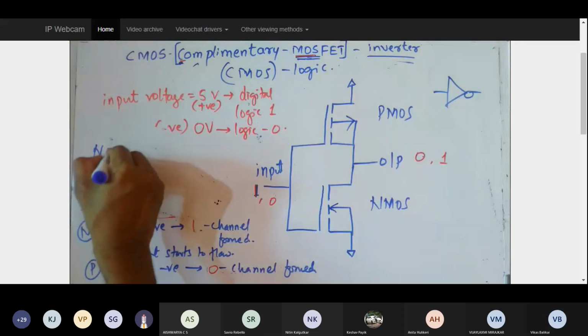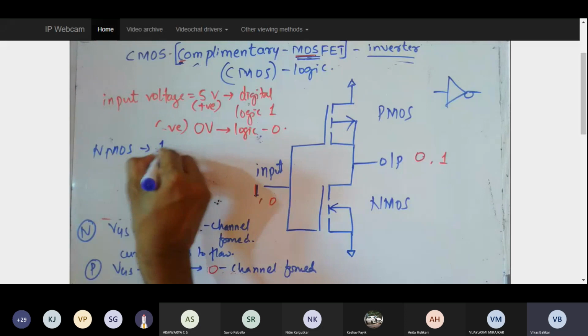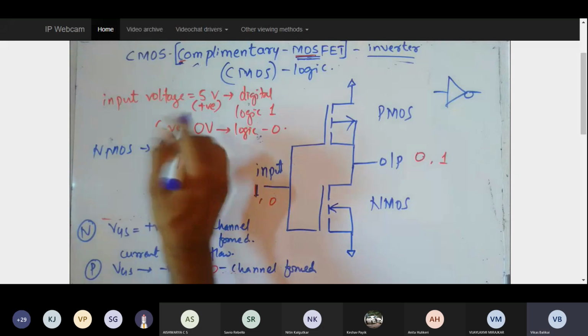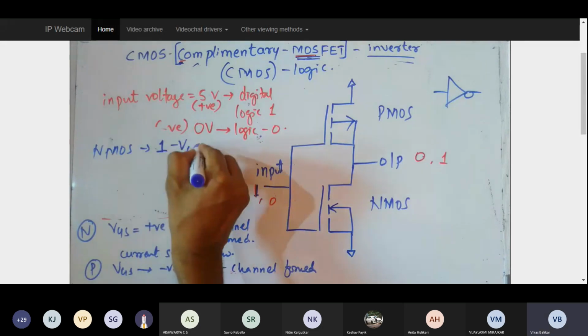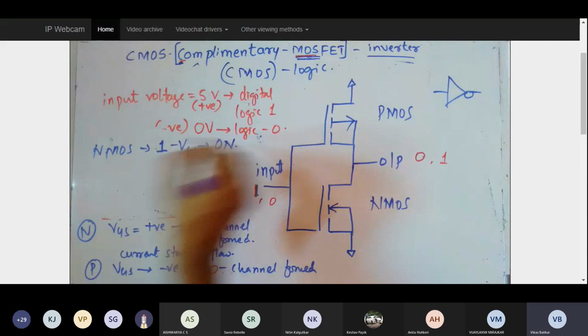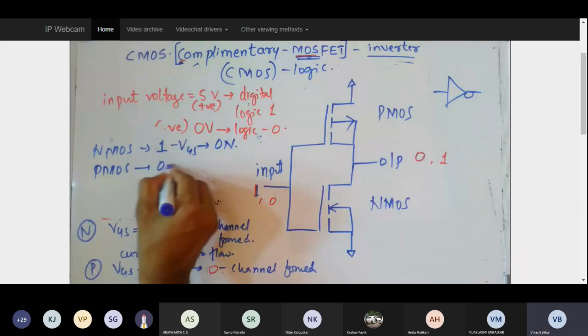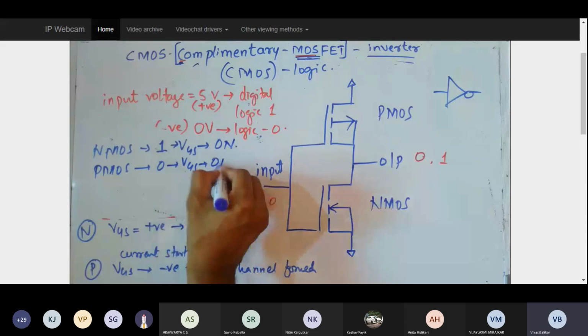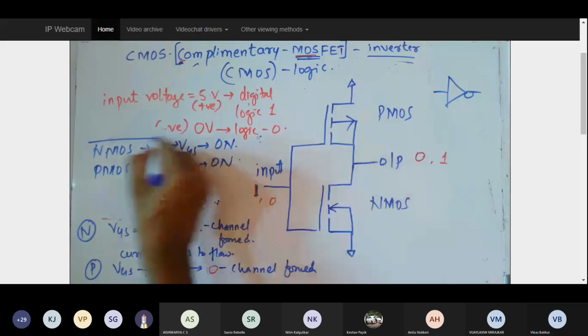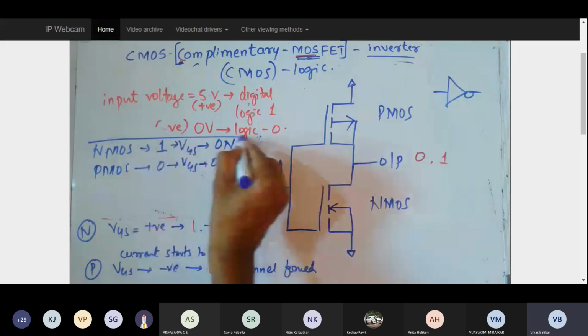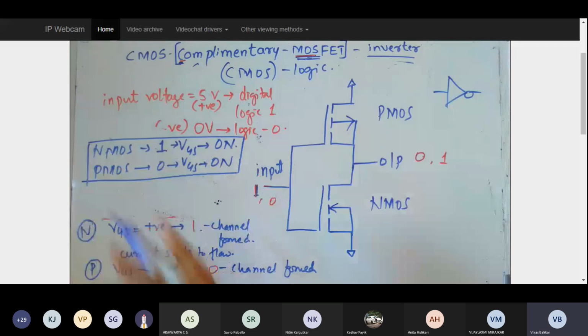For NMOS, when I give 1 to VGS, I say the device is on. For PMOS, when I give 0 to my VGS, the device is on. I just consider when the device is on; otherwise, for the reverse voltage, it is off. So that is what I mean. I just want to understand when the devices are on.